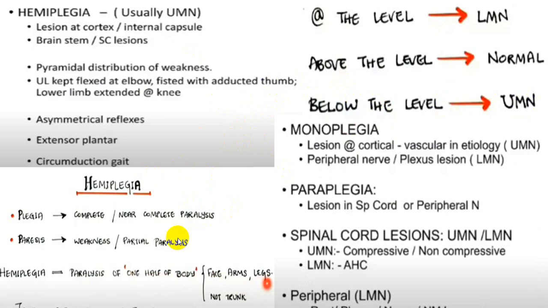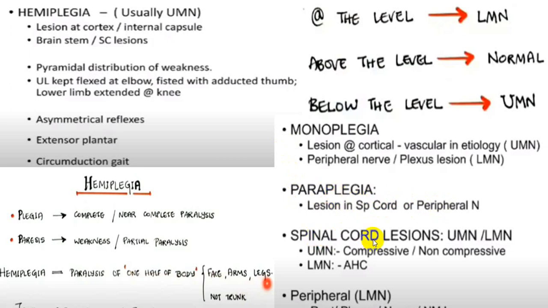Spinal cord lesions and peripheral lesions will not be a part of stroke. Usually, monoplegia will very frequently be because of peripheral nerve lesions or plexus lesions, and occasionally because of vascular etiology. That can be there if there is involvement of a small branch of the anterior cerebral artery or middle cerebral artery. While paraplegia will very frequently be because of peripheral nerve damage or total spinal cord transection, like transverse myelitis or complete transection.